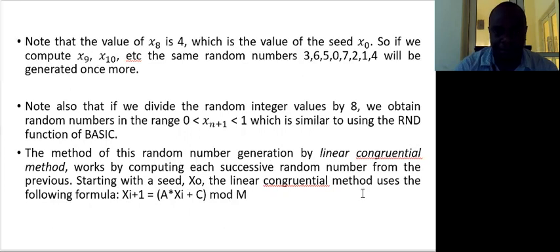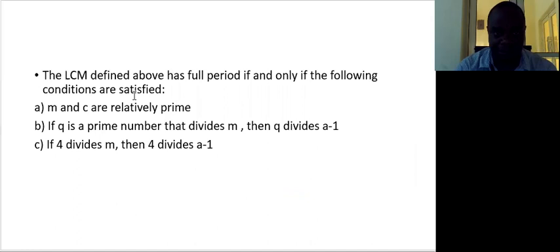The linear congruential method uses the following formula, and we'll say that the linear congruential method defined above has a full period if and only if the following conditions are satisfied. One, m and c are relatively prime. That is to say that there must not be any number that can divide m and c except 1. Two, if q is a prime number that divides m, then q divides a minus 1. The third condition is if 4 divides m, then 4 must also divide a minus 1.